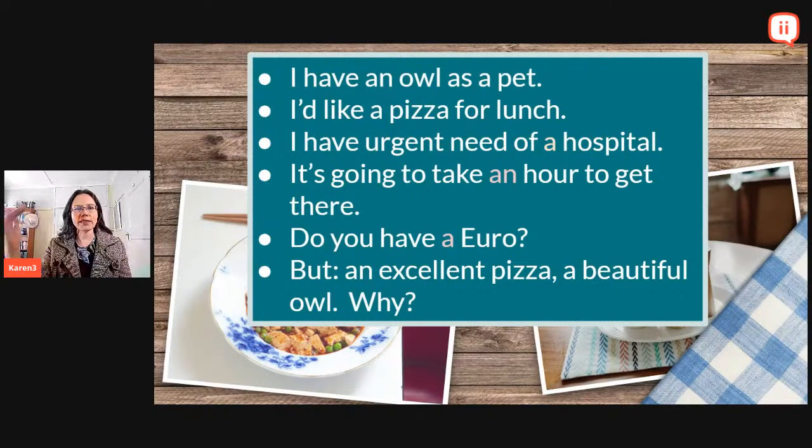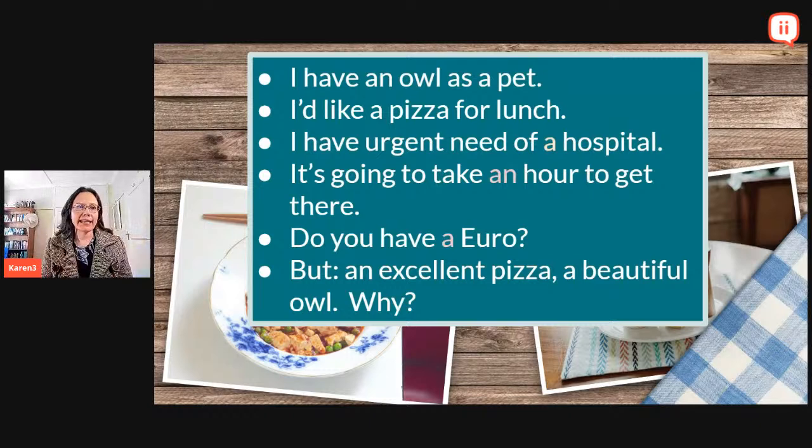I've got some examples that I gave you last time. I have an owl as a pet. I'd like a pizza for lunch. I have an urgent need of a hospital. Now, remember, this is a vowel sound and a consonant sound. So a hospital, okay, but an hour. It's going to take an hour, because the hour starts with an O sound, to get there. Then again, do you have a euro? The Y sound is a consonant sound at the beginning of a word. Do you have a euro? That's why we say a euro.